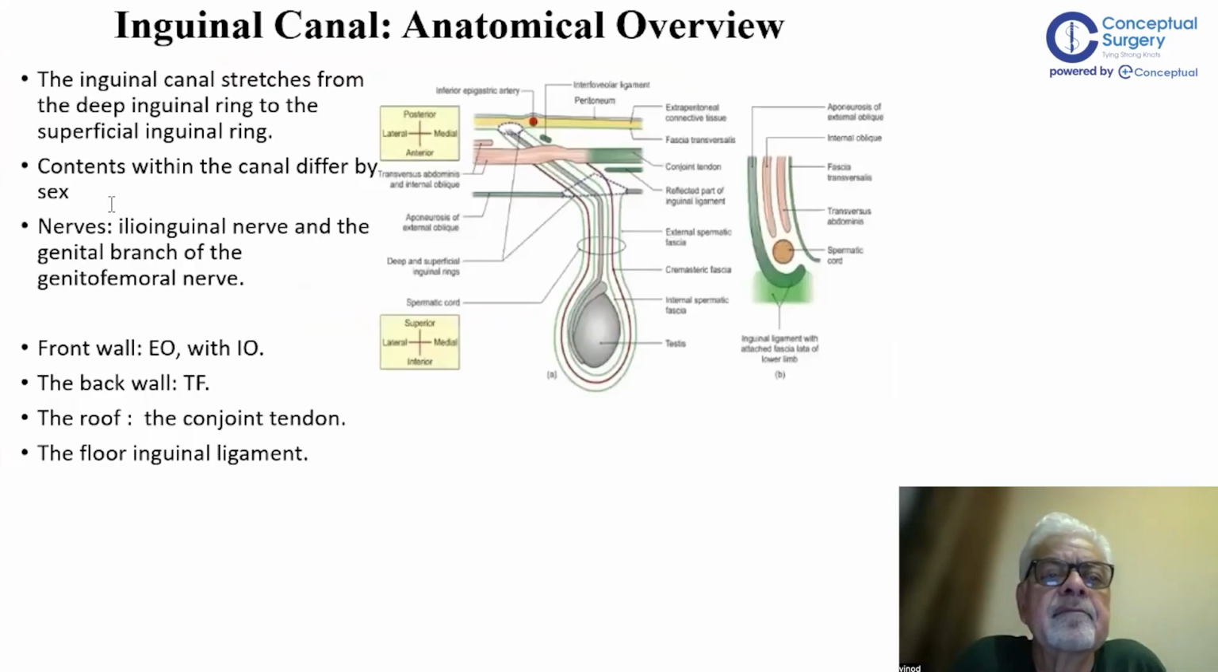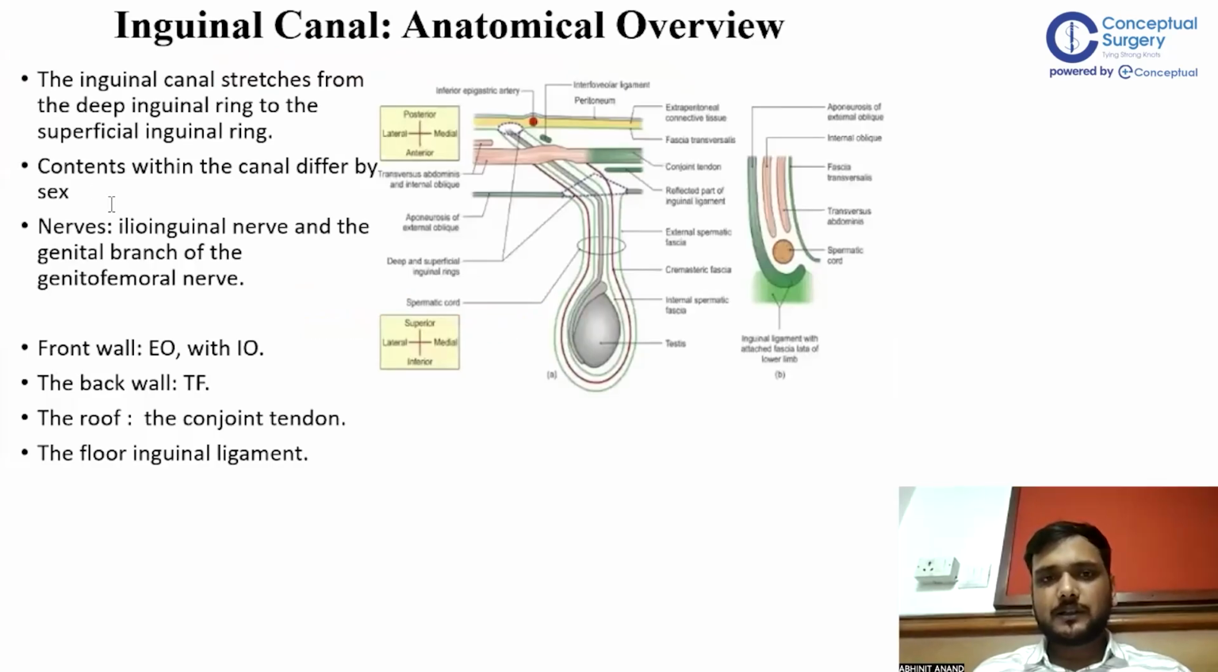First of all, inguinal canal anatomy. The inguinal canal stretches from the deep inguinal ring to the superficial inguinal ring. It contains within the canal structures that differ by sex, like the spermatic cord in males and the round ligament in females. It also contains three important nerves: the ilioinguinal, the genital branch of the genitofemoral.